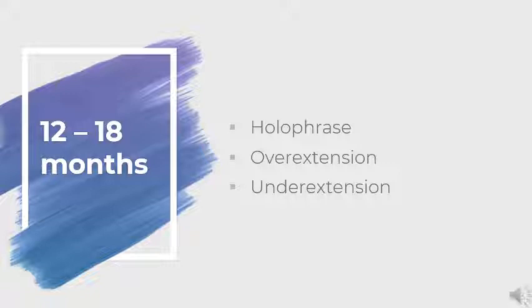Two other milestones that are reached at this point of toddlerhood are overextension and underextension. Overextension is the use of a word to describe many other things. So that would be like using the word spoon to describe all utensils like forks, knives, and spatulas. Underextension would be using a general term to refer to one specific thing. So an example would be like a toddler calling a family pet cat, kitty, instead of calling the cat its actual name.